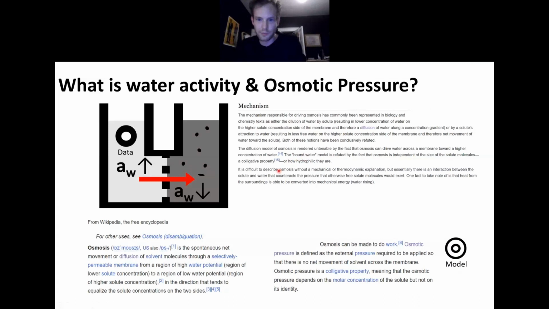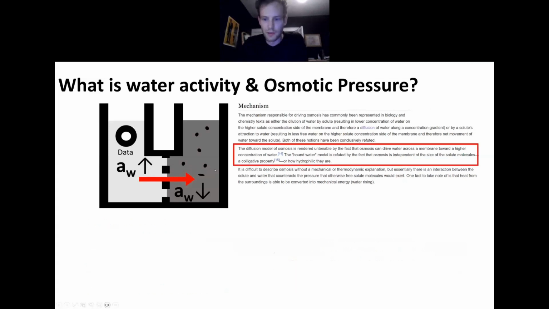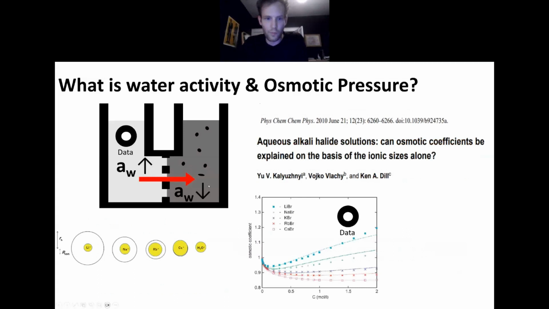It is difficult to describe osmosis without a mechanical or thermodynamic explanation, but essentially there is an interaction between the solute and the water that counteracts the pressure that otherwise free solute molecules would exert. One fact of note is that the heat from the surroundings is able to be converted into mechanical energy, or water rising. So the main takeaway for me is we're lacking a very explicit mechanical explanation of what osmotic pressure actually is. So when it's talking about these particles being colligative properties, meaning that it's just a number of particles, we kind of know that's wrong.